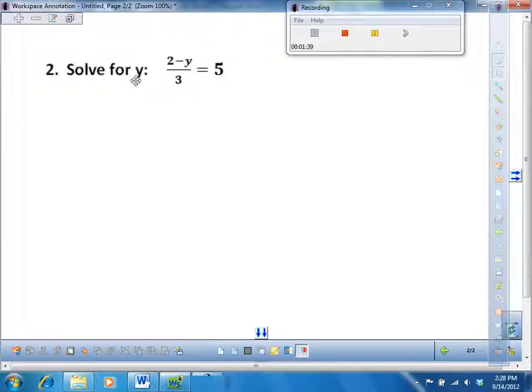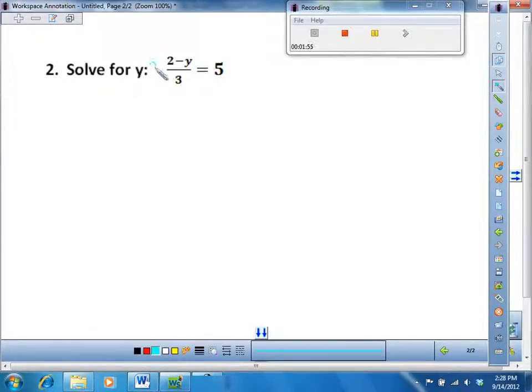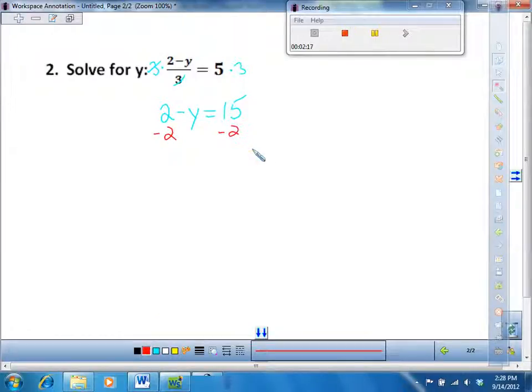Because this says divide, you need to get rid of this 3 down here, and the opposite of dividing is multiplying. So I'm going to multiply both sides by 3. The reason I did that is because that makes that go away. So I have 2 minus y equals 5 times 3, which is 15. Then I want to get this 2 over to there, and I can do that by subtracting it, minus 2, minus 2. And I get minus y equals 13.